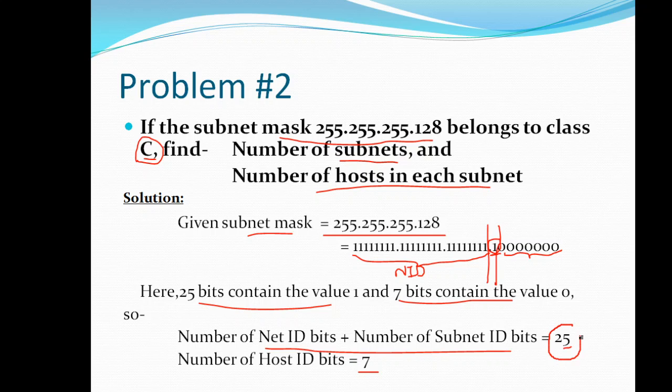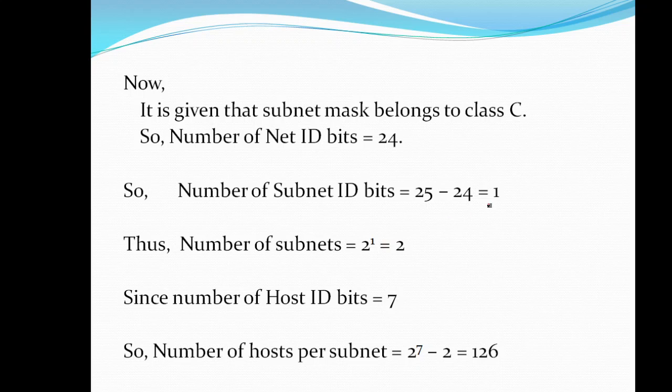So 25 minus 24 equals 1. So this 1 represents the subnet ID bit. So with the help of a single bit, we can form two subnets, 2 power 1 is equal to 2. Okay. Now, in the given subnet mask, we have two subnets.